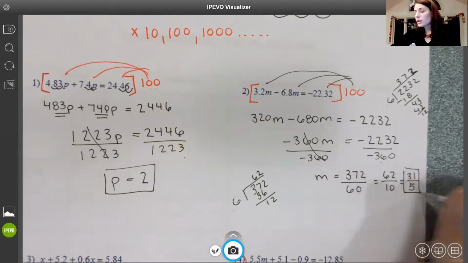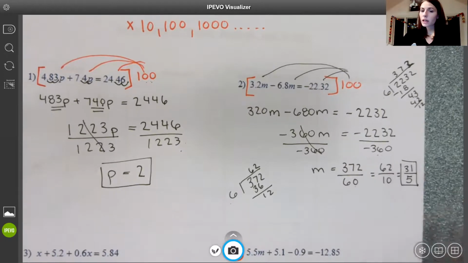And that cannot be reduced anymore. Okay, so final answer, reducing that all the way, is 31/5. Don't give me the decimal answer.